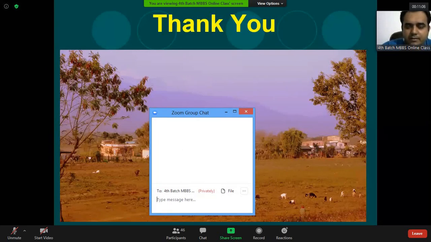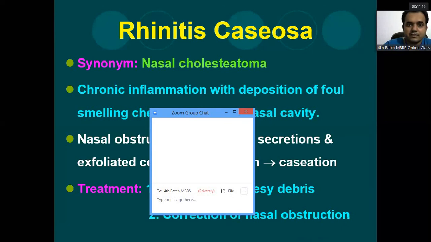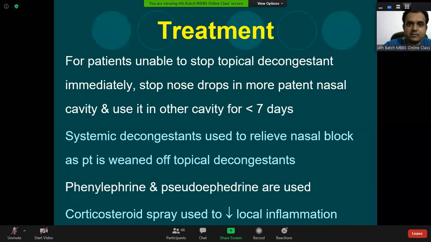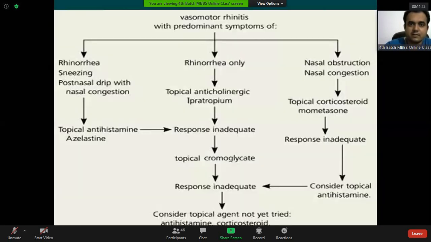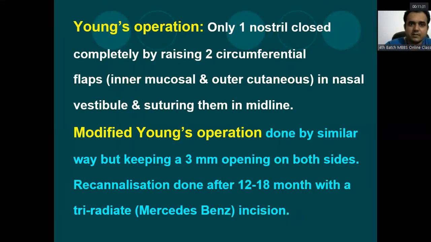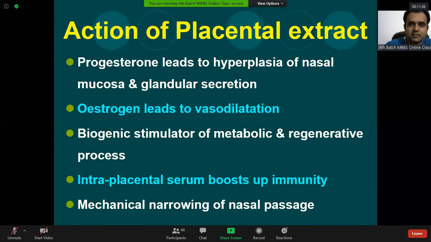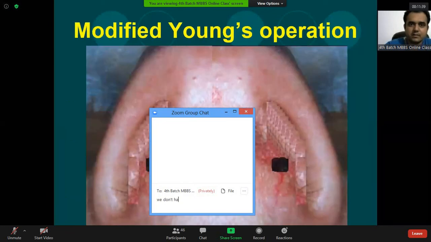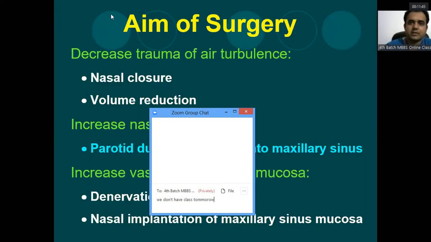Okay, Devendra. That is a very interesting question that you asked. How does Young's operation cure atrophic rhinitis, right? I have a slide on that, I think. Let us go to Young's operation. Okay, here are the aims of surgery. So how does it help, right?